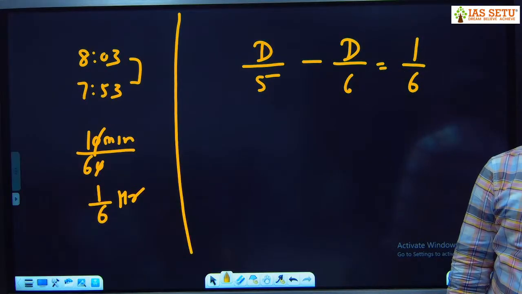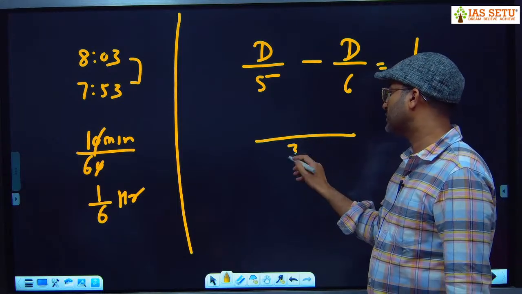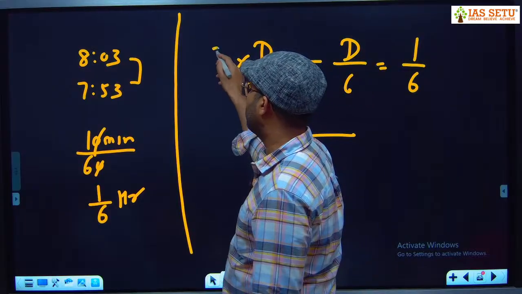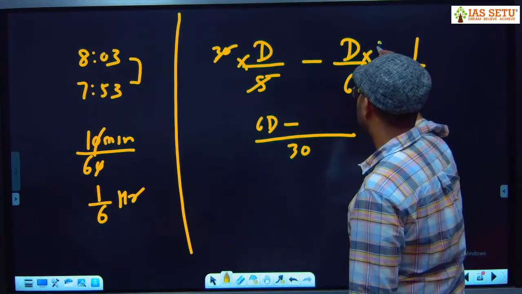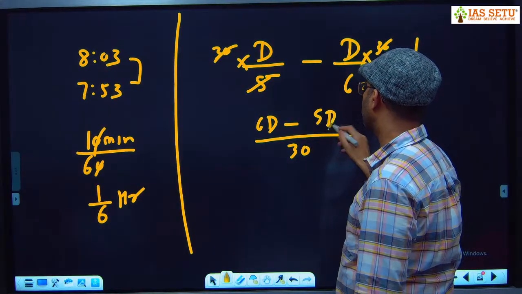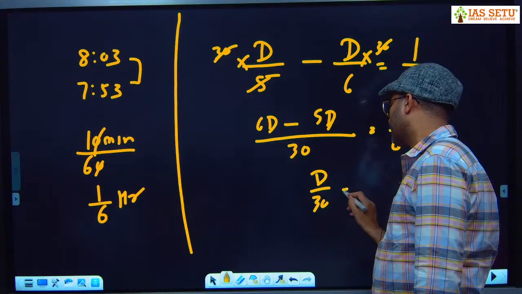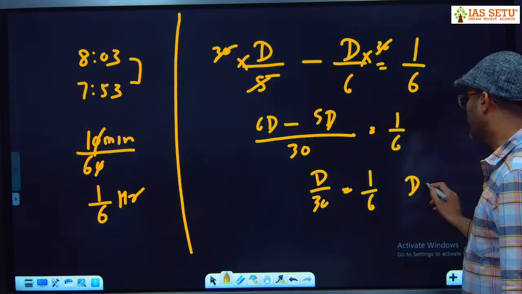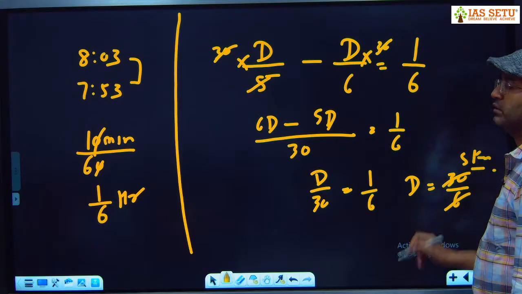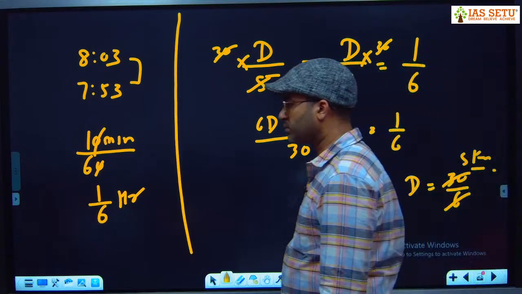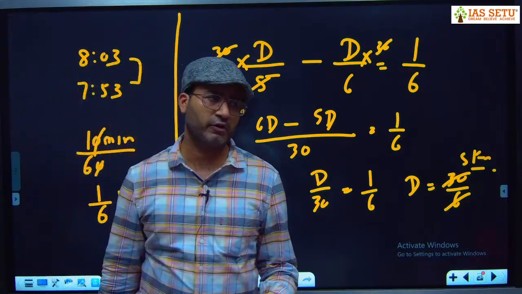This is direct shortcut. Now we take LCM. What is LCM of 5 and 6? 30. Multiply with 30, we get 6D. Multiply with 30, you get 5D is equal to 1/6. So D upon 30, 1/6. So D is equal to 30/6, 5 km. So what is the distance between his factory and home, house and factory? 5 km.